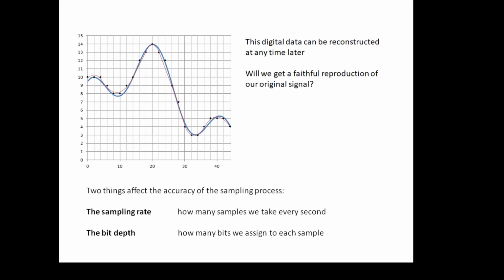The sampling rate is how many samples we take every second. Very often that's measured in kilohertz. And then the bit depth is how many bits we assign to each sample.